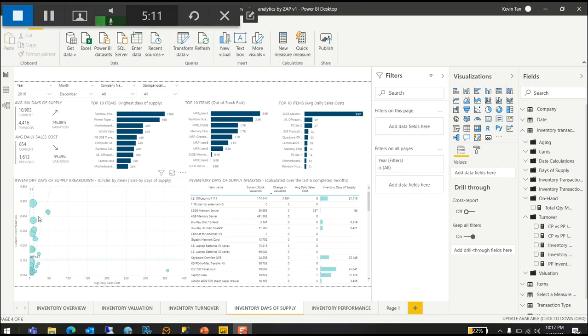Now, most of the other items, though, are on the left side where the cost on the x-axis indicates that they are very, very low daily sales costs, but yet the current valuation is still pretty high in the millions. So that tells us that the company is not really selling anything too much.